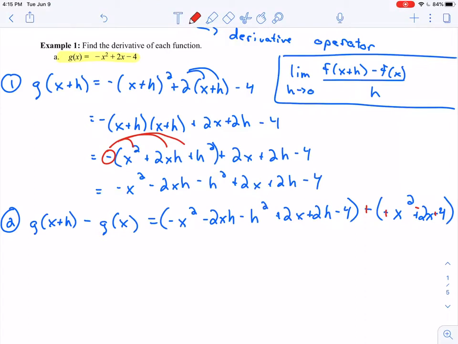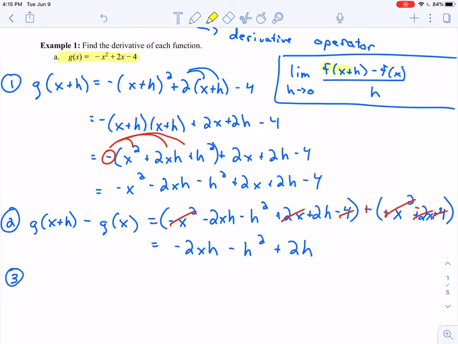And now we should have some terms that cancel out. So I see, hey, negative x squared plus positive x squared. Well, those two are going to cancel each other out. I see positive 2x plus negative 2x. Well, those two are going to cancel each other out. And I see negative 4 plus positive 4. Well, those two cancel each other out. All right, so let's see what we're left with. We've got a negative 2xh, we've got an h squared, and we've got a 2h. Once you get to this point, again, I can't simplify this really anymore. I say, all right, let's move on to the next step.